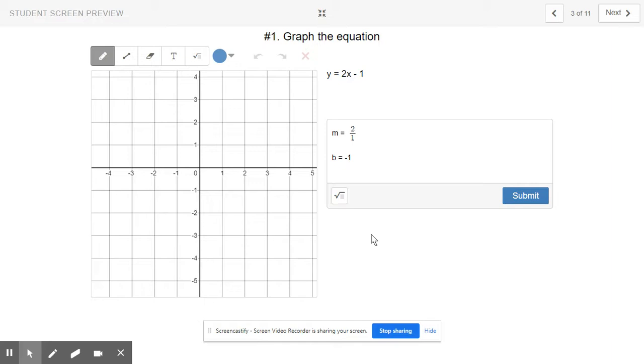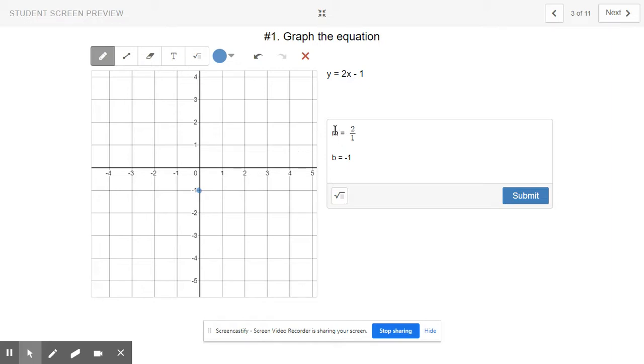All right, the first point I'm going to plot is my y-intercept. This is the easy one, right? We know exactly where the line crosses the y-axis. It's going to cross right here at -1. All right, so that's my first point that I'm going to plot, my y-intercept. So I've already used b. Now to find my second point, I'm going to use m.